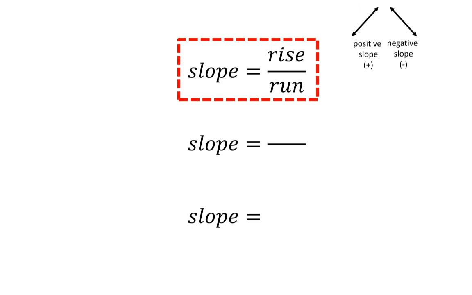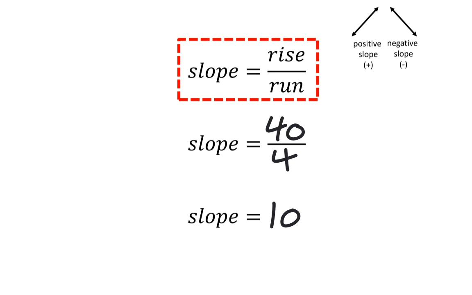We just figured out the rise was 40, and we just figured out the run was 4. Therefore, the slope is equal to 40 over 4, which is the same thing as 40 divided by 4, which is the same thing as 10. Therefore, the slope is equal to 10.